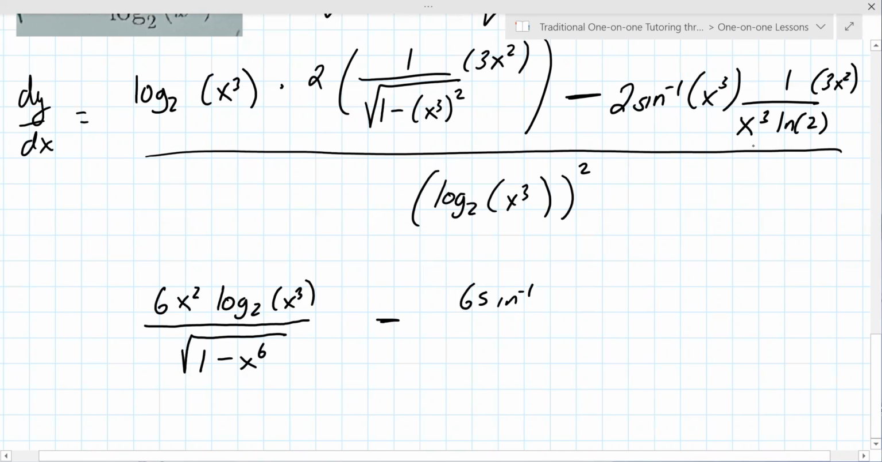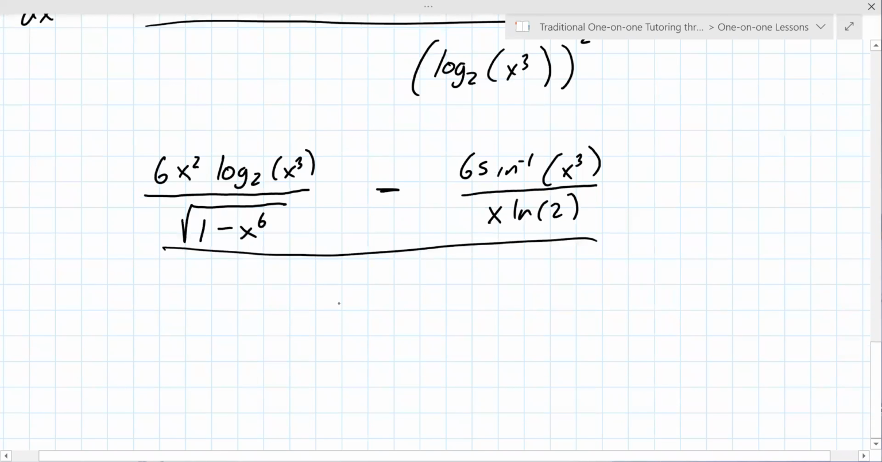So do that. And then there's an x on the bottom. x cubed over x natural log of 2, all over log base 2 of x cubed, squared. There's really nothing to do on the bottom.